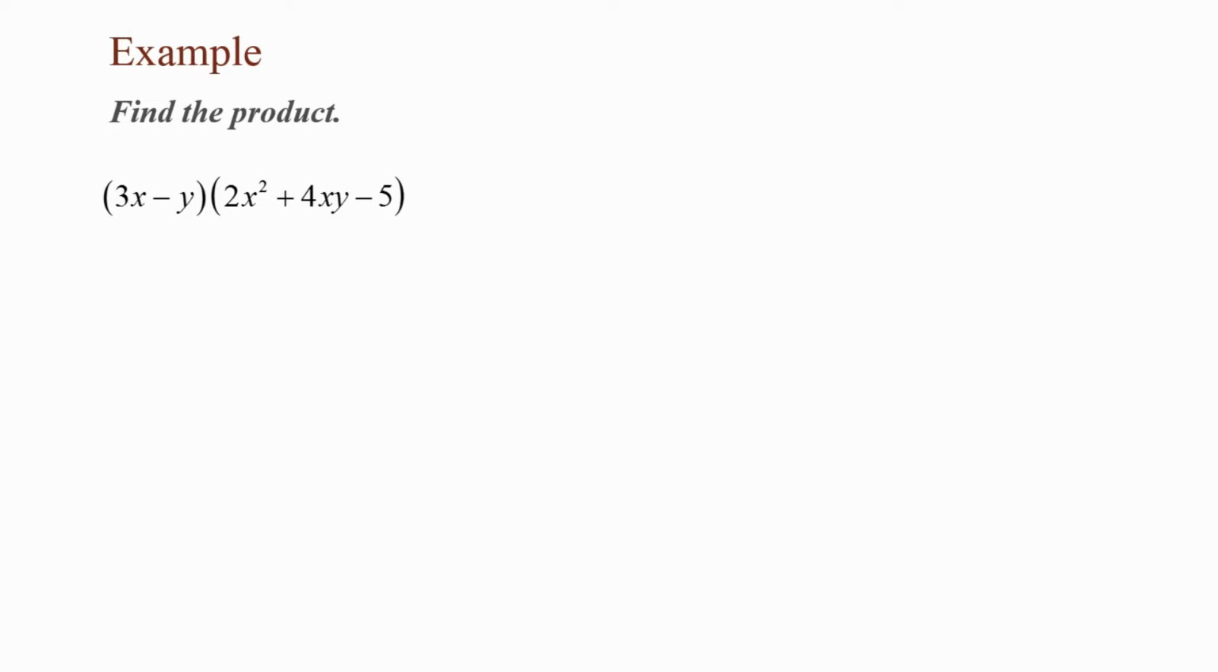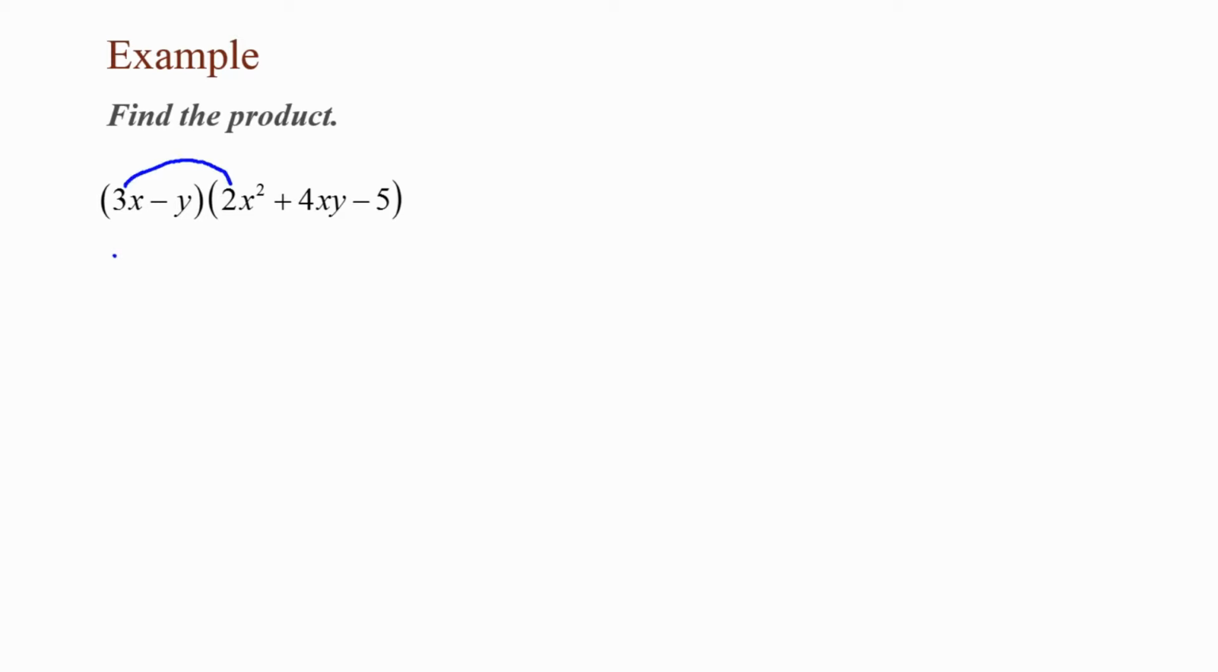In this example, find the product of 3x minus y times 2x squared plus 4xy minus 5. Starting with the 3x, multiply it by everything in the trinomial. So 3x times 2x squared is 6x to the third power. 3x times 4xy is 12x squared y. Then 3x times minus 5 gives us minus 15x.